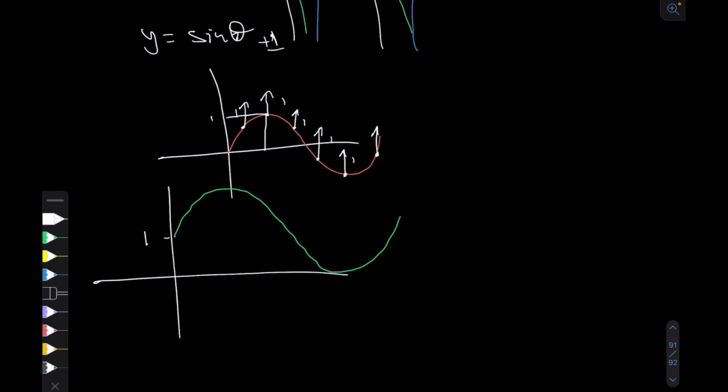All I did was shift every point on the curve 1 unit above, so this becomes 2, this is 0, right? And you get your sine theta plus c. So if there's some value there, the significance of this outer plus value is just shifting up or down, right? If it was a negative value, it would shift down.